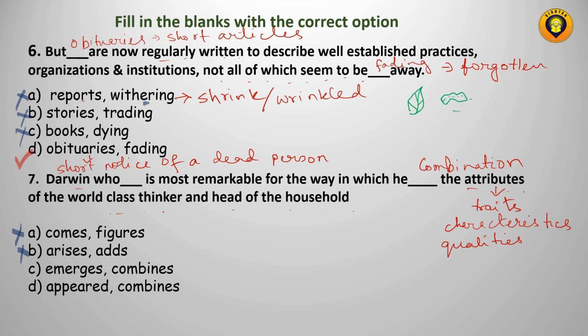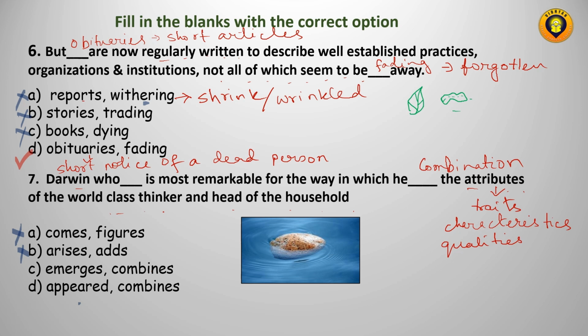Now both of these options have combines with them. Definitely we have understood that combines will be the answer for the second blank, right? Now which will come in the first blank? Emerges or appeared? Let's see what is the difference between emerges and appeared. See, on the water surface a stone is floating. We can say it appeared. Appear means visible.